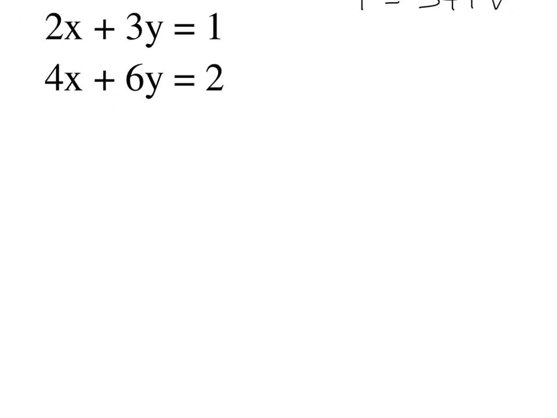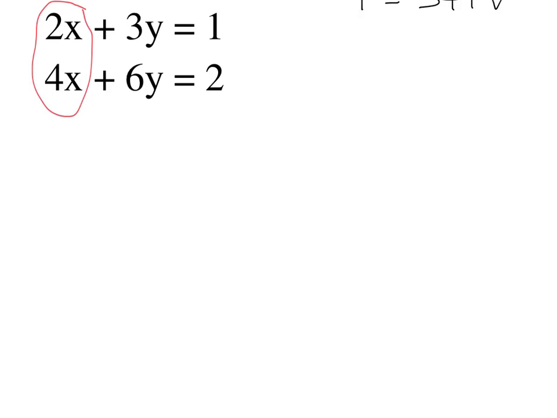2x plus 3y equals 1, and 4x plus 6y equals 2. Let's solve this system. We need to eliminate either the x or the y. It doesn't matter which one we decide to eliminate. Remember, we want the coefficients to be opposites. So let's say that we decide to get rid of x. And we have a positive 4.